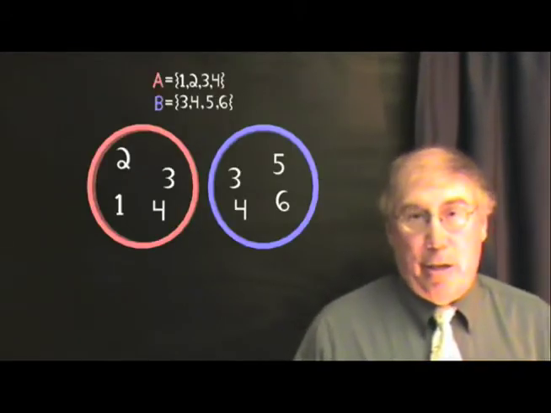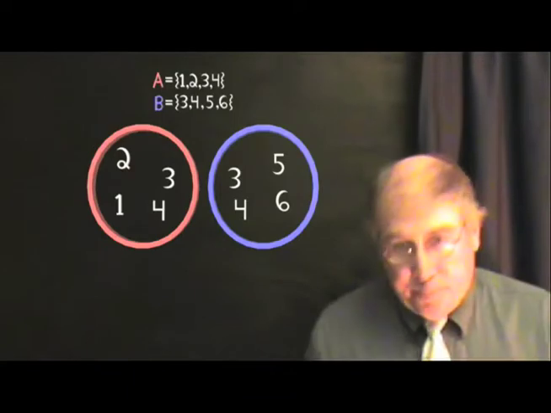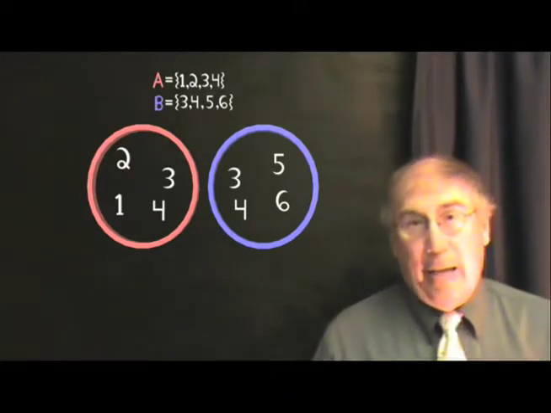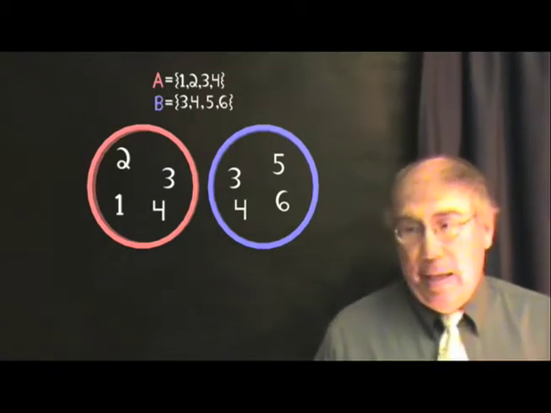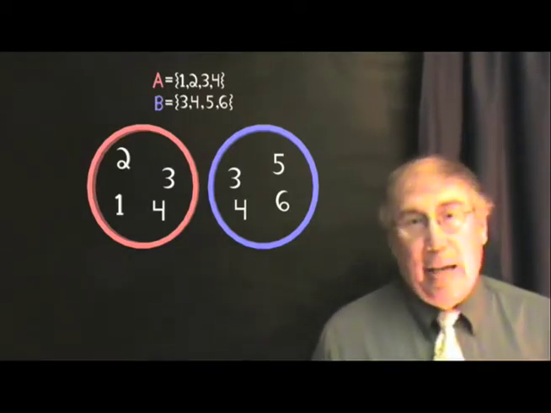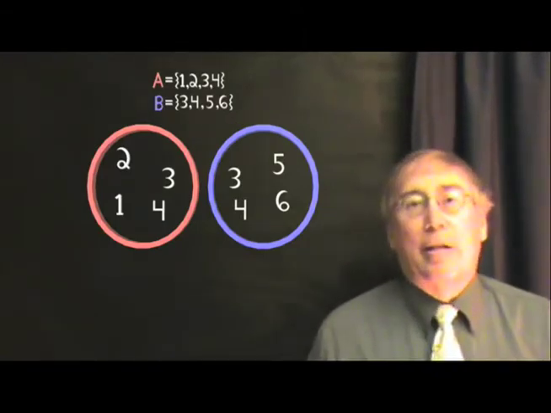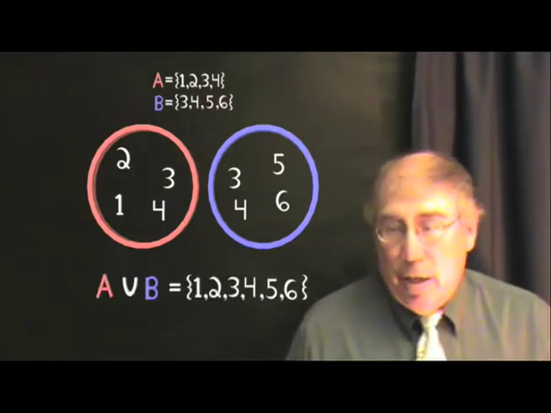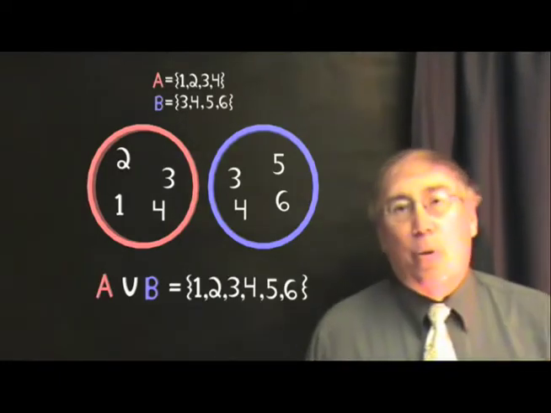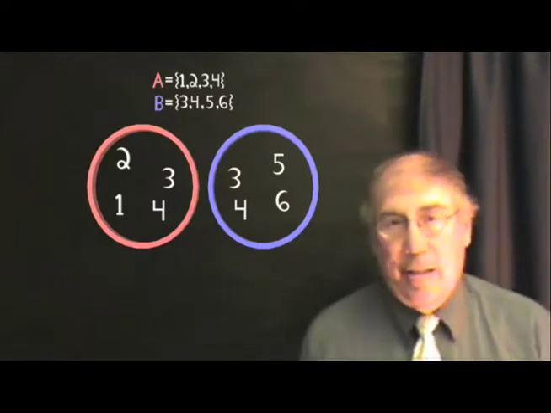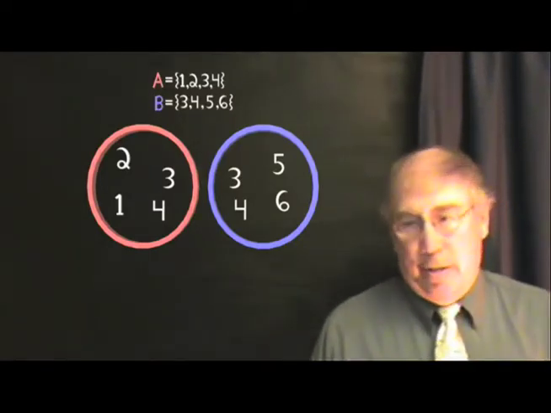But let's review a little bit about union and intersection before we attempt these types of problems here. So here we have two sets, set A and set B. A is the set 1, 2, 3, 4, and set B is the set 3, 4, 5, 6, and they're represented in their respective circles. Now, if you're taking the union, you're getting all the elements together into one set, and that's what we have here. Now, how about intersection?